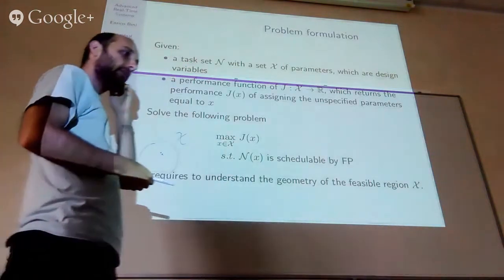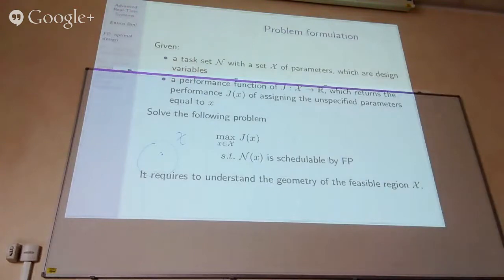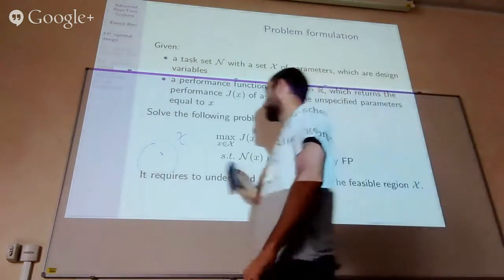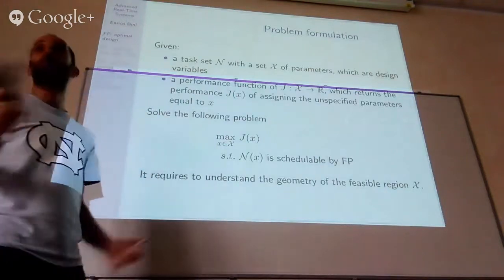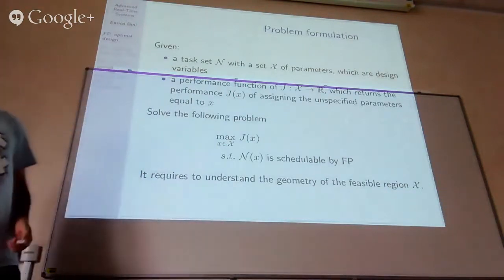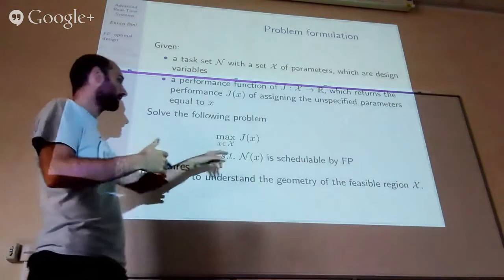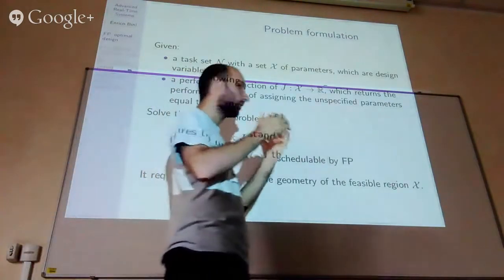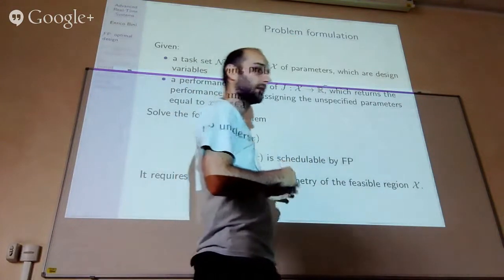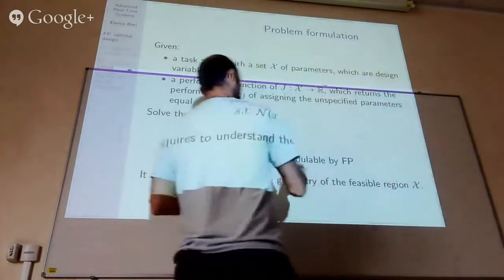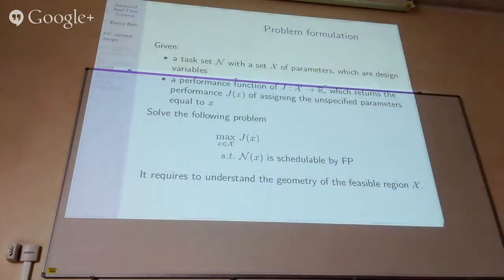Of course, if we want to be able to solve this problem, we need to understand the geometry of the feasible region. Because for any optimization method that you want to apply, you need to know the shape, what are the characteristics of the feasible values of x. So basically, what's the shape of this constraint of being schedulable?